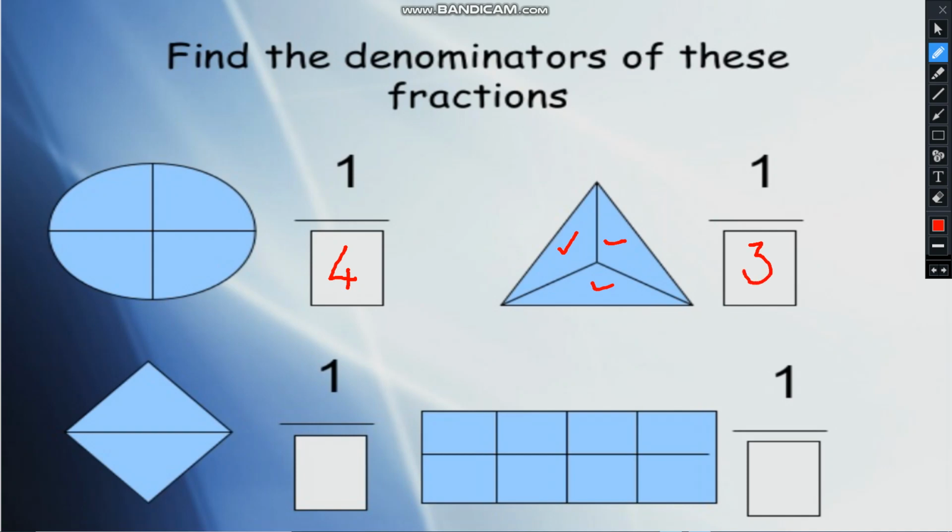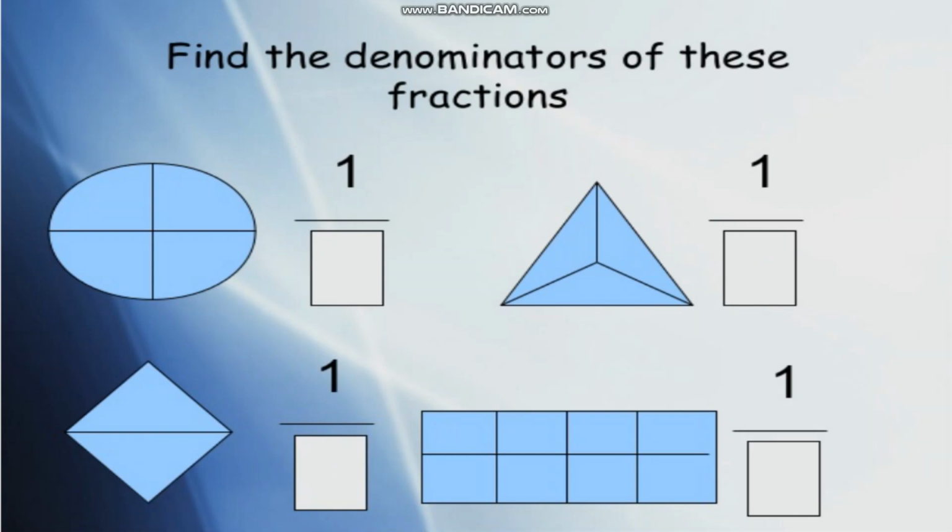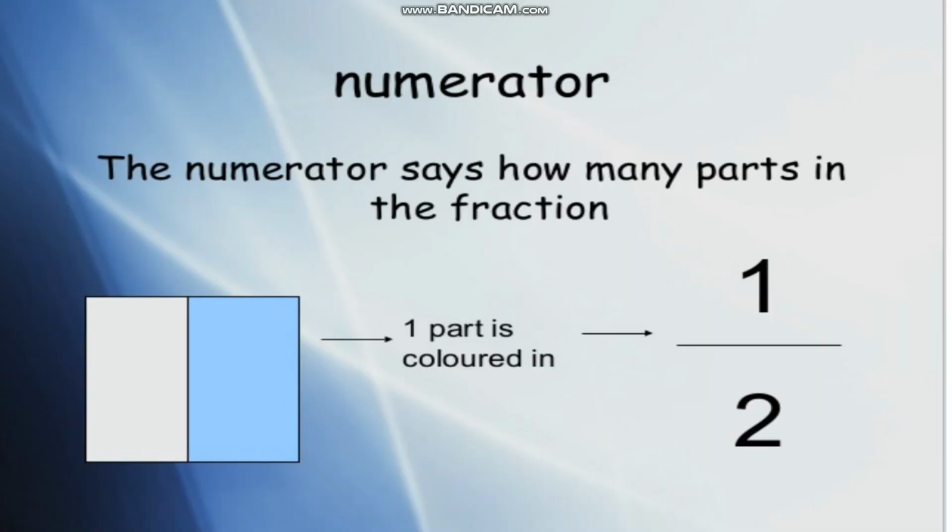Now if you see this, how many parts is this shape divided into? It's a diamond and is divided into 2. So how many parts? You will write here 2. Now this rectangle has been divided into how many parts? See, 1, 2, 3, 4, 5, 6, 7, 8. So here we will write the denominator as 8. Clear? Very good.